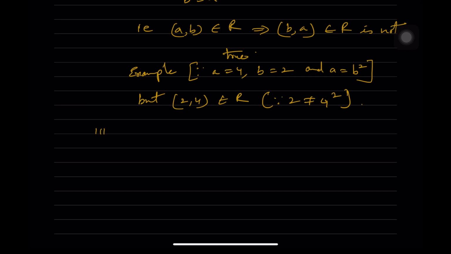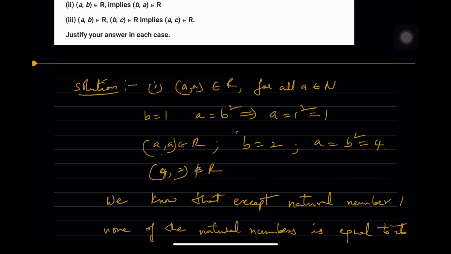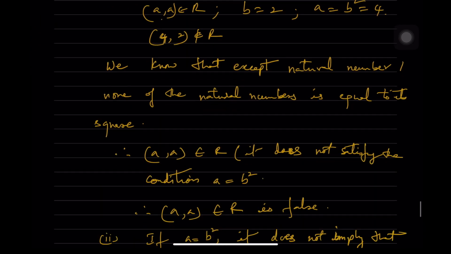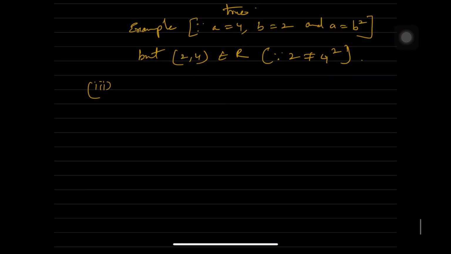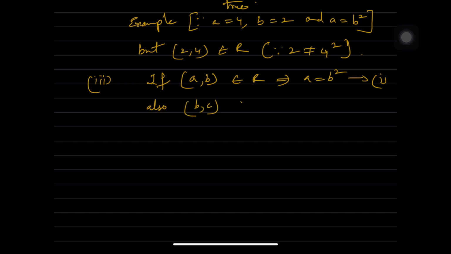Now next, going into the third one. What is the third one which you are having? The third one: AB belongs to R, BC belongs to R, means AC should also belong to R. Here also we'll use one example. Now if AB belongs to R, it implies that A is equal to B square. If we take this as the first equation. Now if BC belongs to R, it implies that B is equal to C square. This is the second equation.